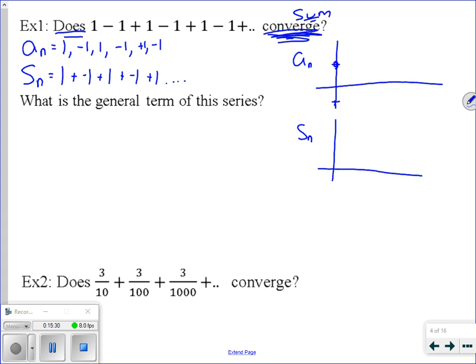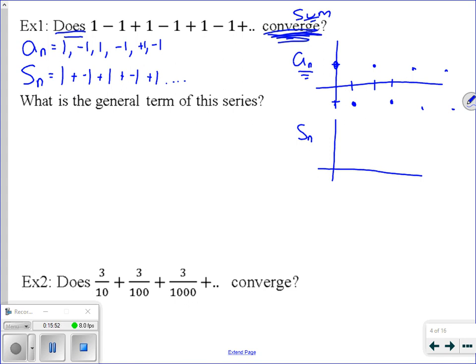The first term is 1, the second term is negative 1. The third term is 1, the fourth term is negative 1. It's alternating between 1 and negative 1 infinitely. So the list of numbers doesn't converge. It just keeps oscillating between 1 and negative 1.